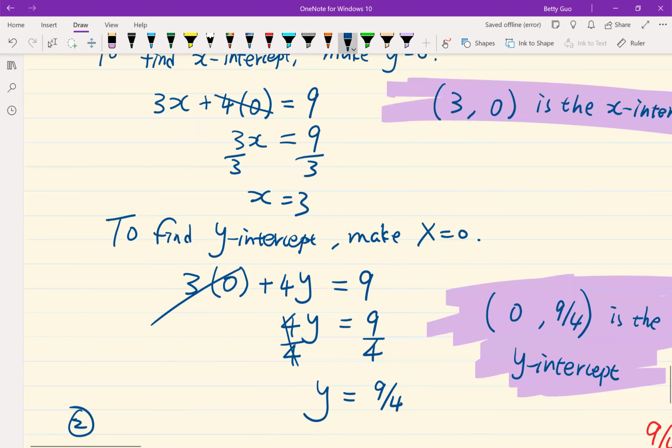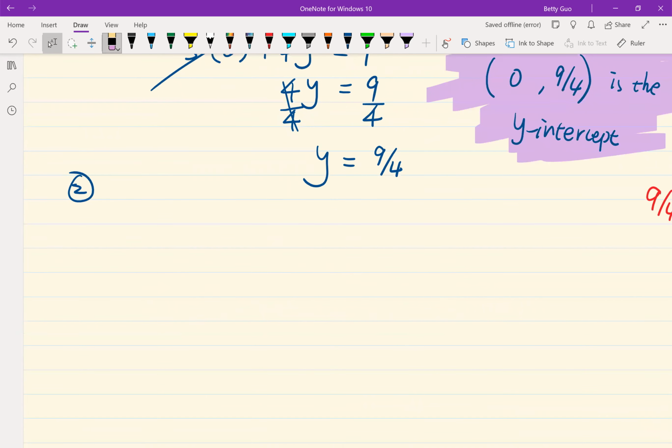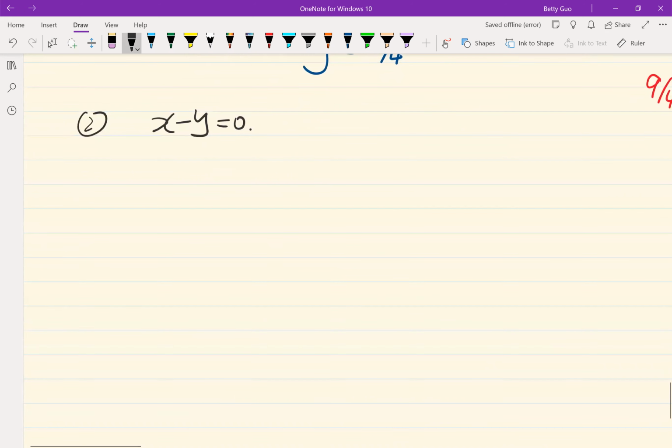Second one is x minus y equals 0. Can you find the x-intercept and the y-intercept? Use the method that I just did. Yeah, this one might be special. Find the x-intercept and the y-intercept, and let me know what you have.